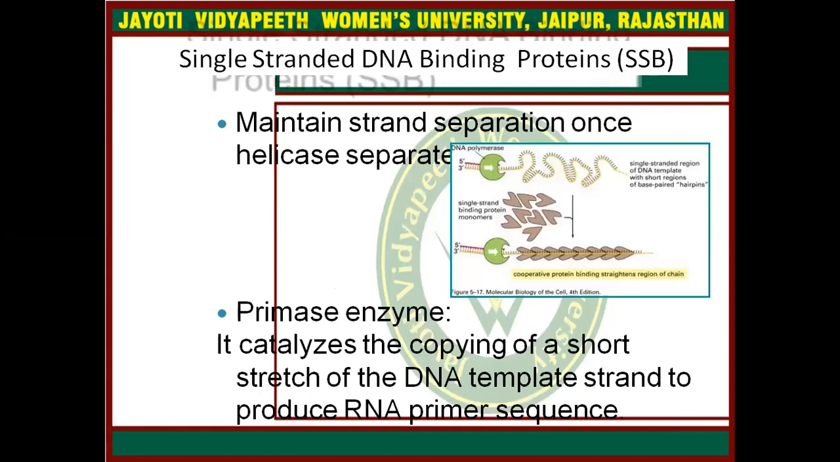Next is the SSB, single strand binding proteins, which maintain strand separation once helicase separates the strands. Here you can see these are the single strand binding proteins. Whenever helicase creates single strands, they will bind to each single strand and maintain this conformation as single stranded. Primase enzyme catalyzes the copying of a short stretch of DNA template strand to produce an RNA primer sequence.